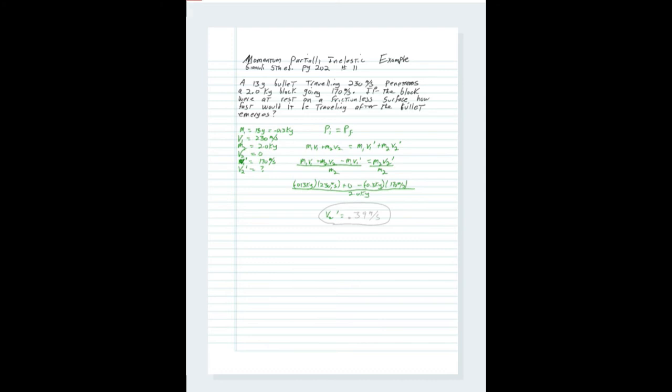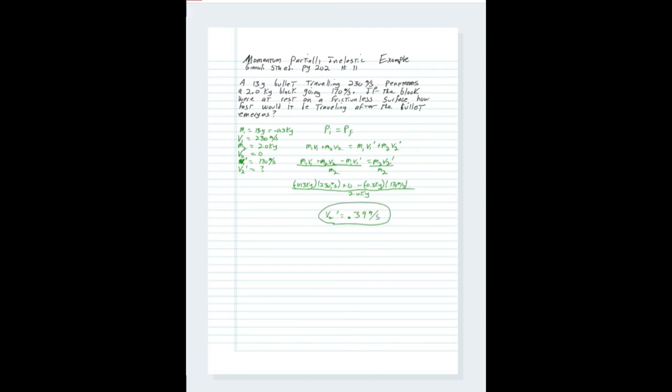Basically what we have going on here is 0.013 times the difference in those two velocities, which is 60, and divide that by 2. I get 0.39 meters per second.